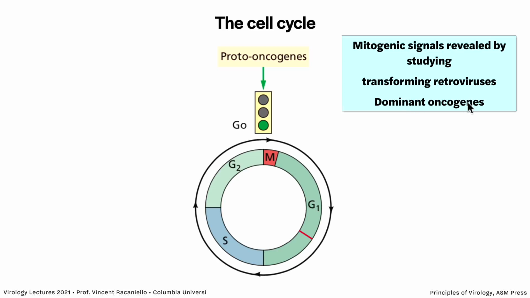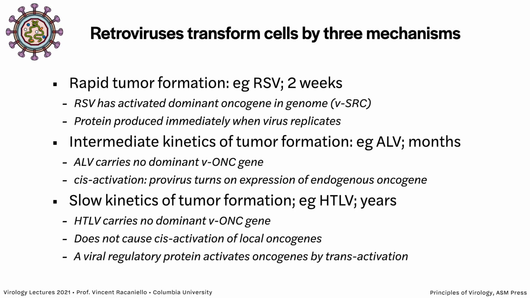We call these dominant oncogenes because you just put one of them in, you put one gene in a cell and the cell will start dividing. You don't need to have both of them. Dominant oncogenes. So we have since understood that there are other ways that retroviruses can transform cells.